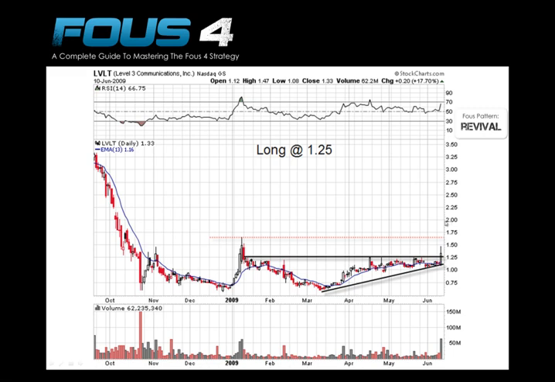2 is a longer term, short term profit target, and the even shorter term profit target is right about 1.60.